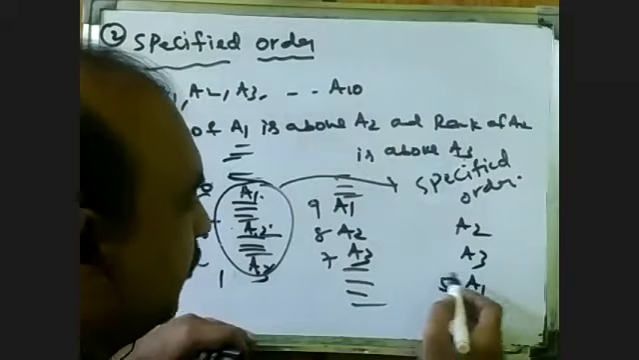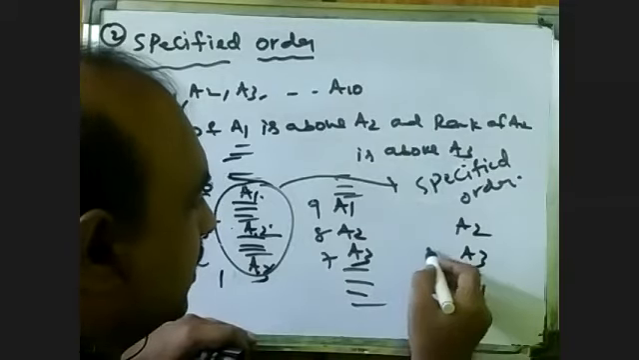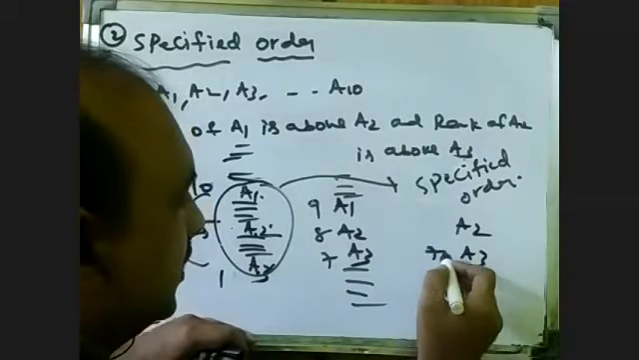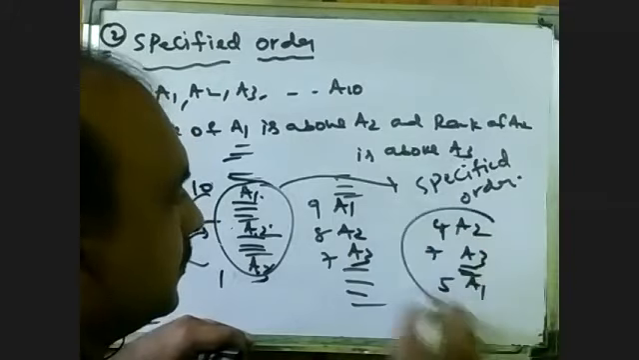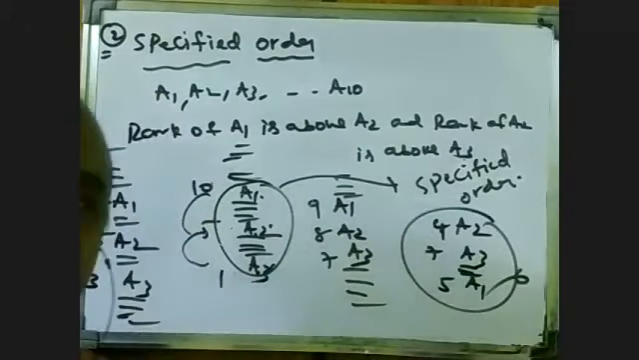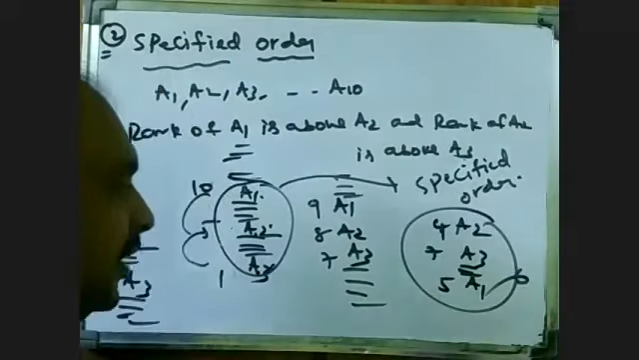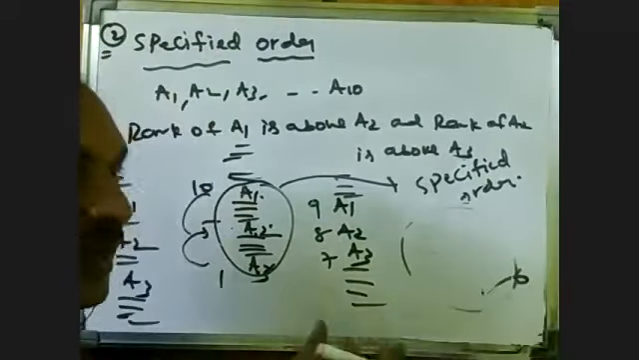Suppose this is 5. Let us suppose this is 7 and this is 4. This is wrong. This is wrong. So that means the rank should be increasing. The rank should be increasing.